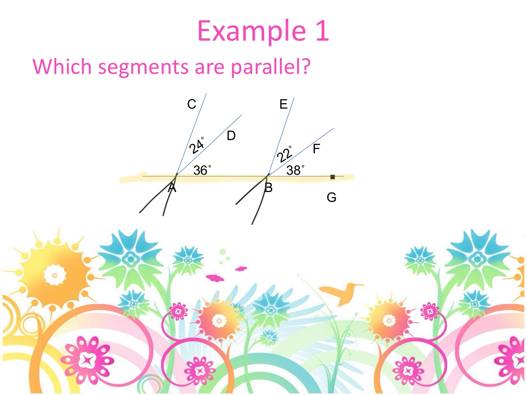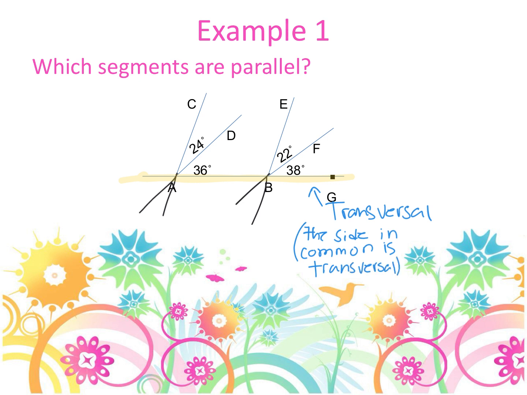But in extending those two lines, I realized that this middle one is a transversal. Again, the transversal is the one, let me write it down. The transversal is the side in common with all the other lines. So now, to figure this out, we can use different theorems and different converses.